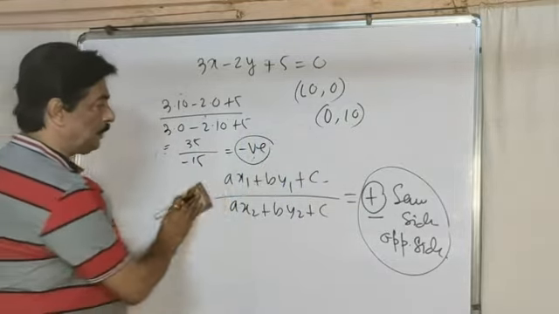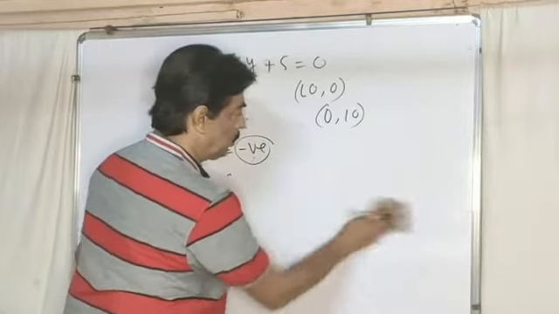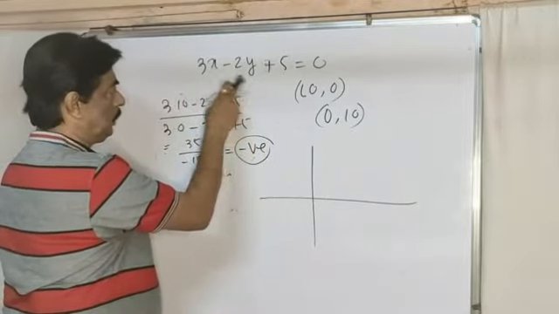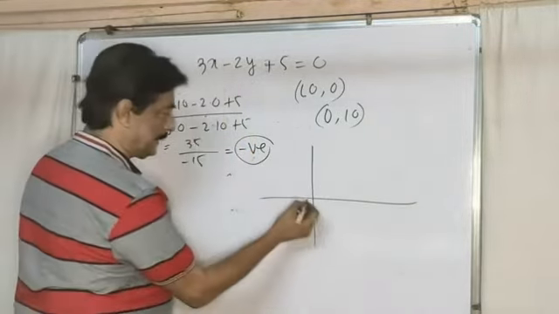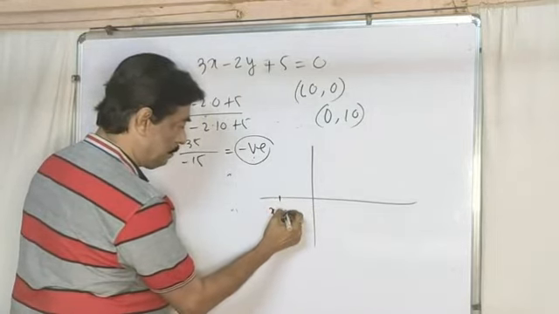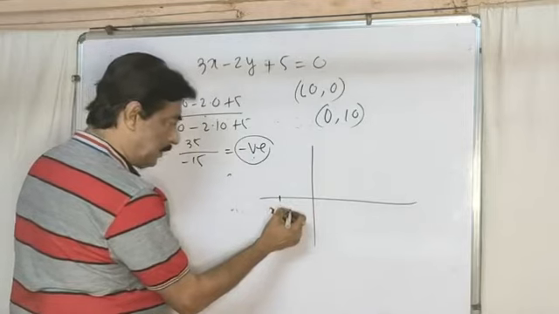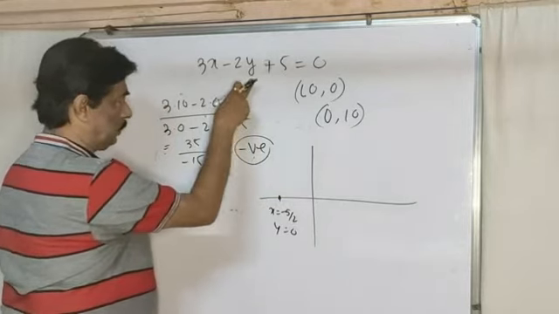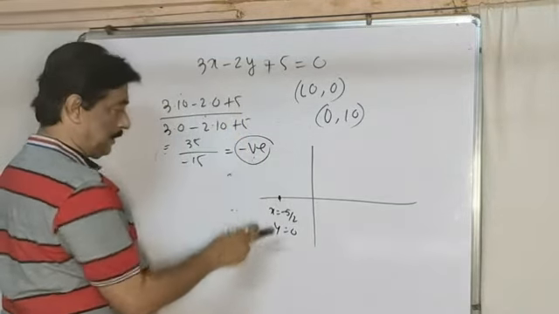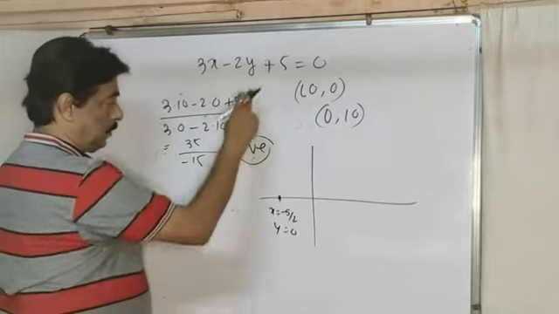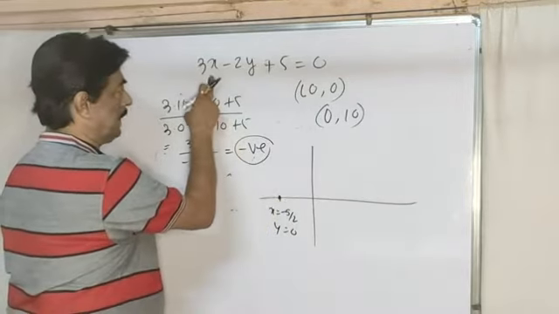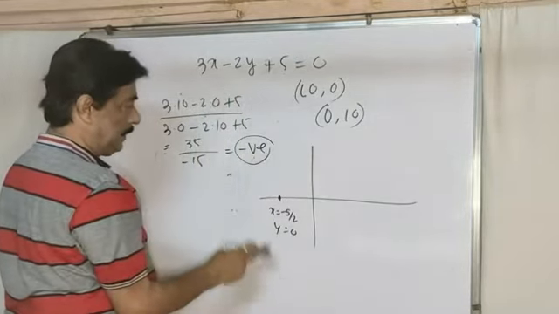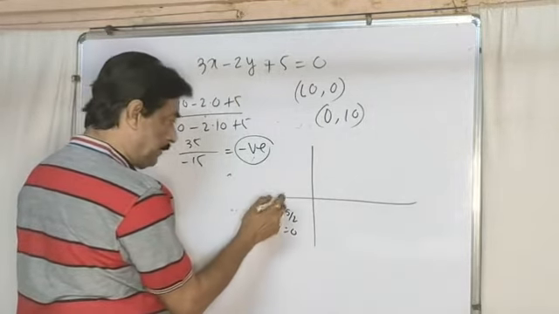Now if I want to get the concept, if you know how to do it, just observe. Put y equal to 0. Your x equal to minus 5 by 3. So x equal to minus 5 by 3 and y equal to 0 is one point. For the second point, put x equal to 0; then we get y. So y equal to 0, x equal to minus 5 by 3 is this point.